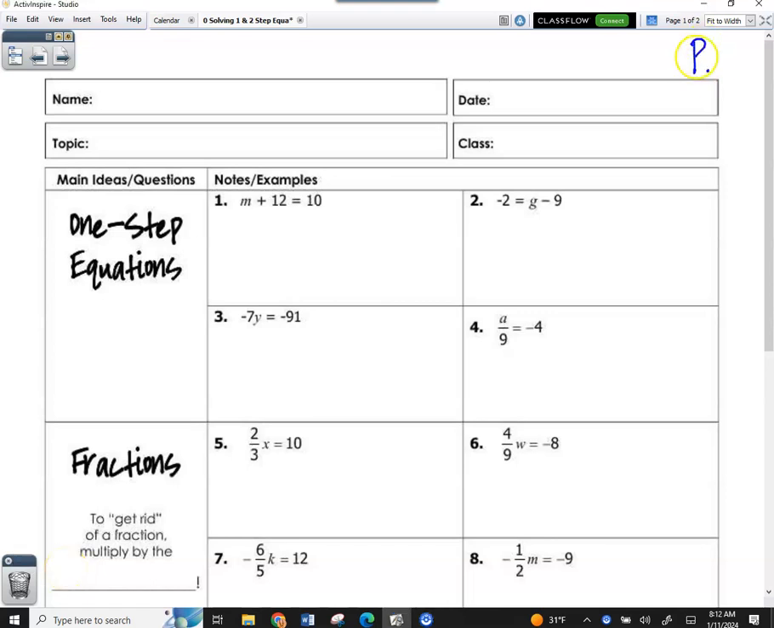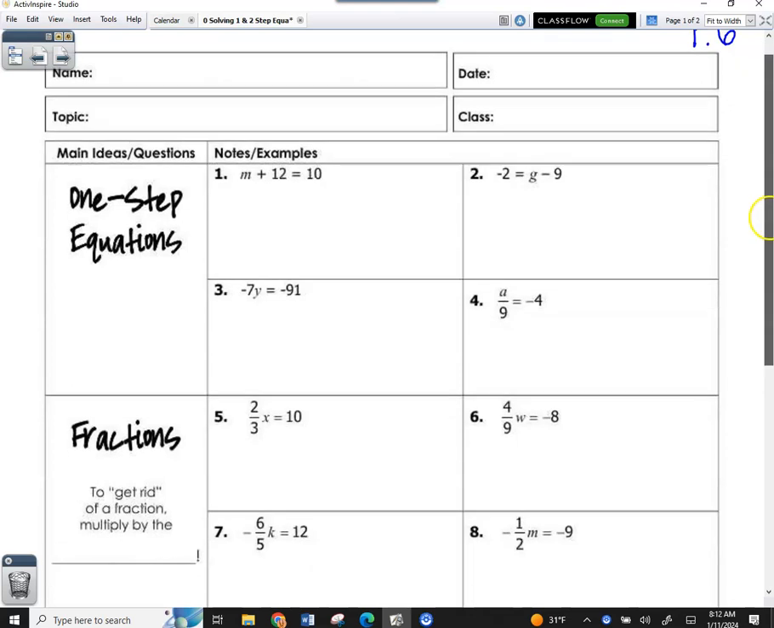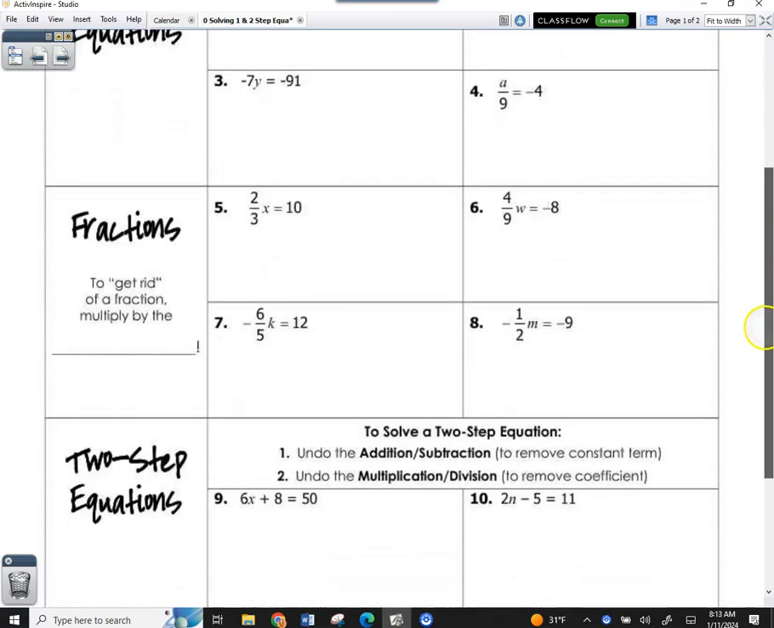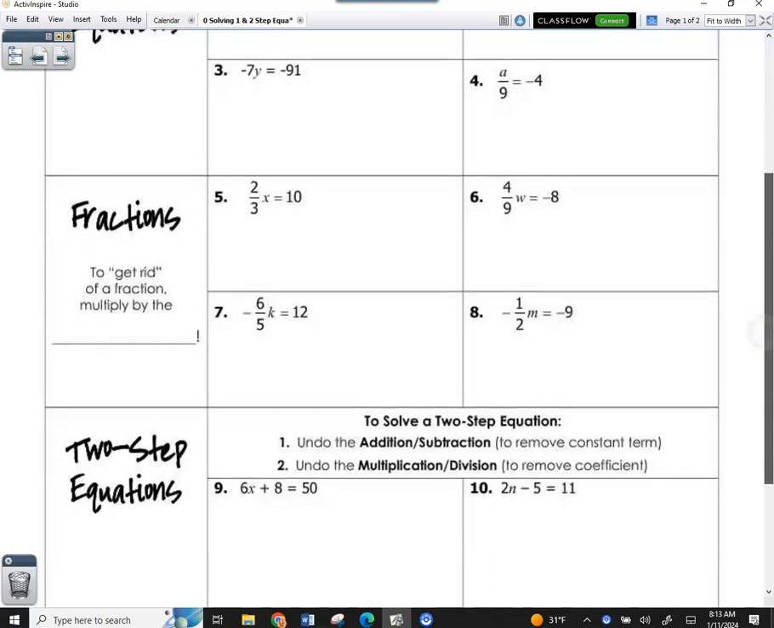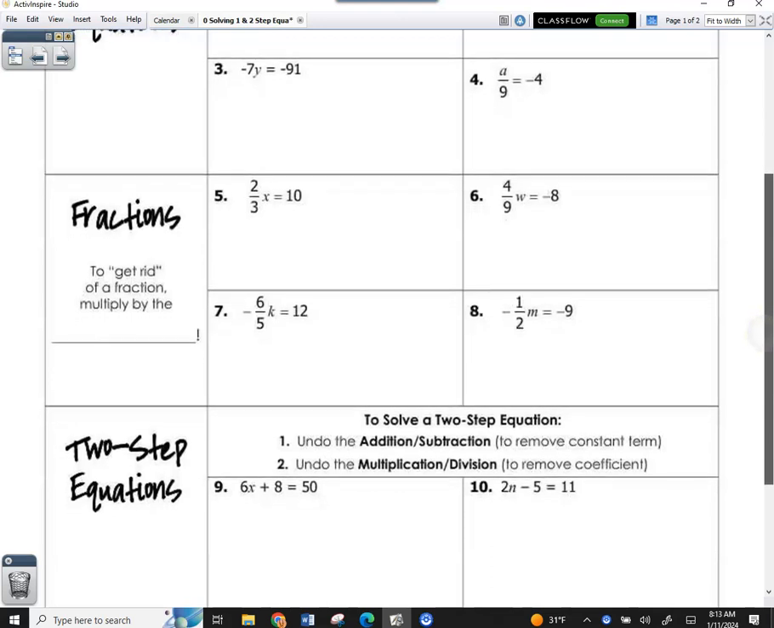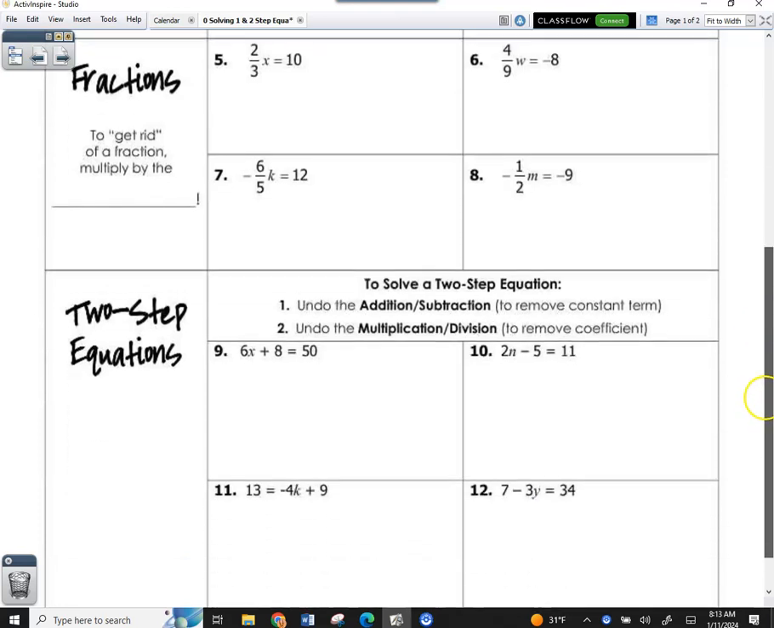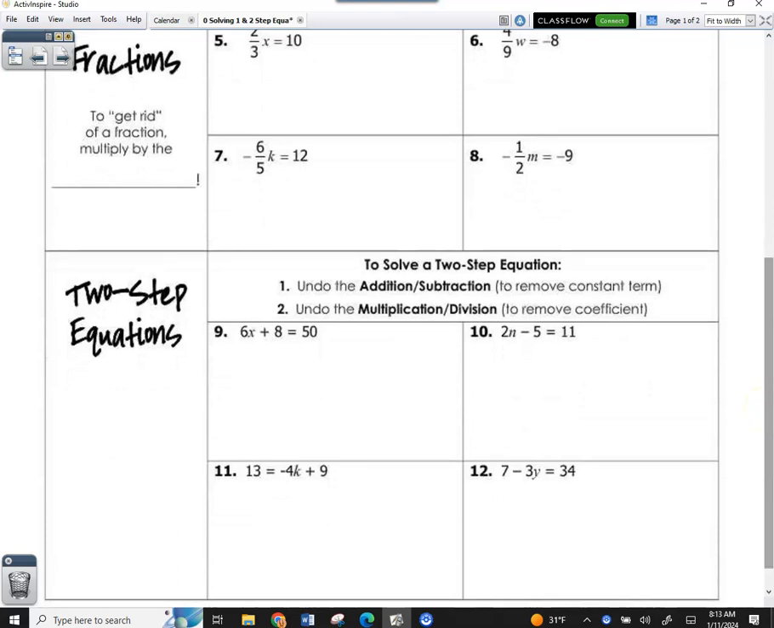Page 6. We talked about one-step equations. We looked at when you have fractions in the way of a one-step equation. We decided that there's two ways to solve it. You can make it into a two-step equation, or you could multiply by the flipped fraction, and that gets rid of it. And then it's just a one-step equation.